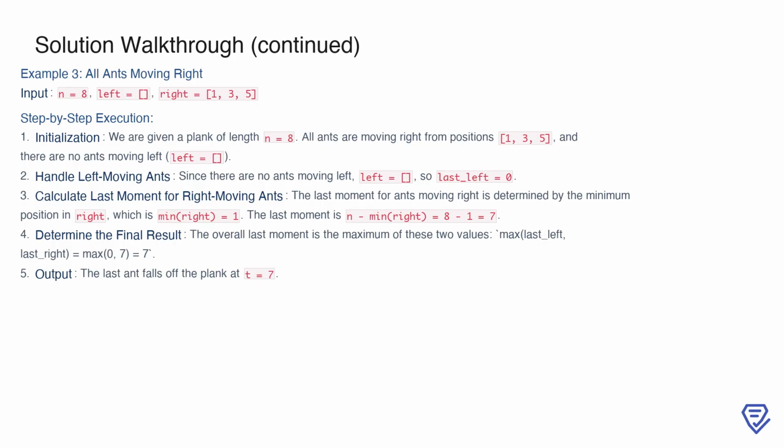An ant starting at position 1 will take n minus 1, which is 8 minus 1, equals 7 seconds to fall off. The overall last moment is the maximum of these two values, max(0, 7), equals 7. Therefore, the last ant falls off the plank at time 7.